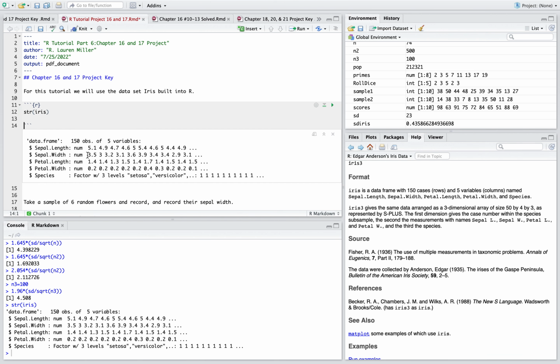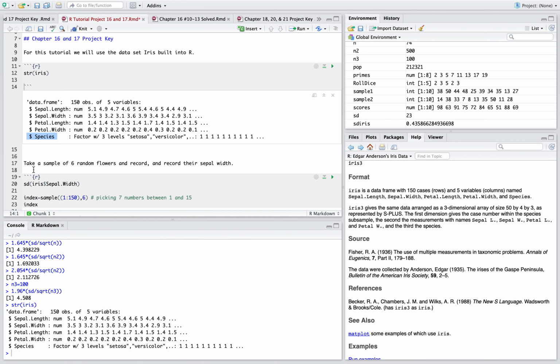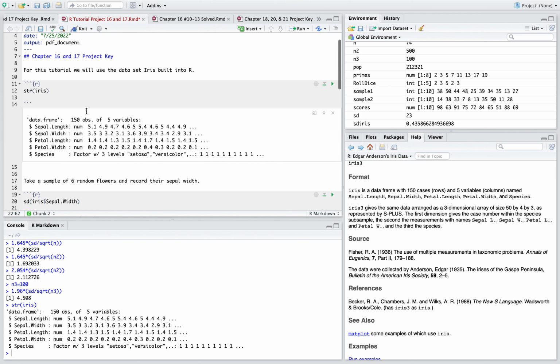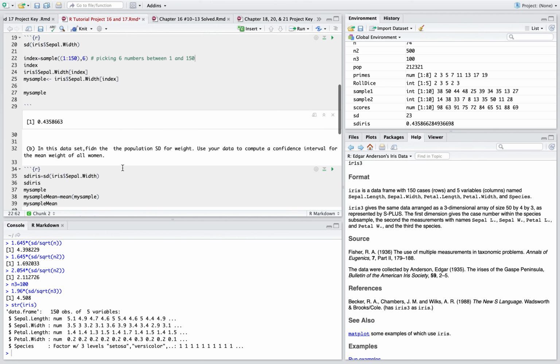So here's what iris looks like. We've got the 4 measurements for sepal width, sepal length, petal width, and petal length, and then the species. There's 3 different species of iris in this data. So what I want us to do is to take a simple random sample, let's say of 6 flowers, and record their sepal width. So this is what I do to pick 6 numbers between 1 and 150, because this data set has 150 observations in it.